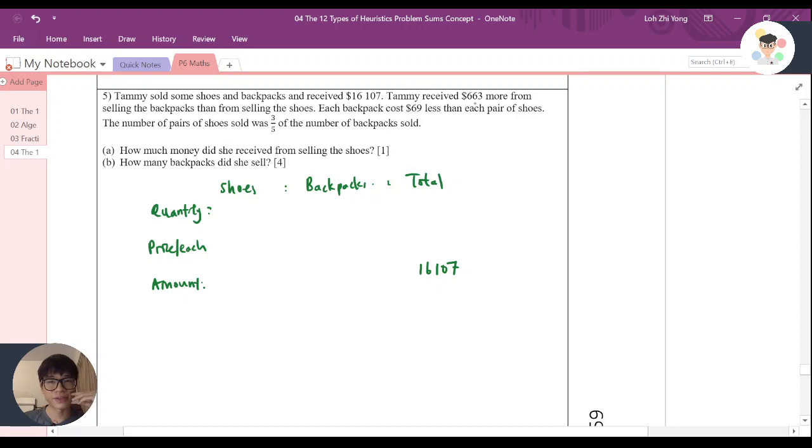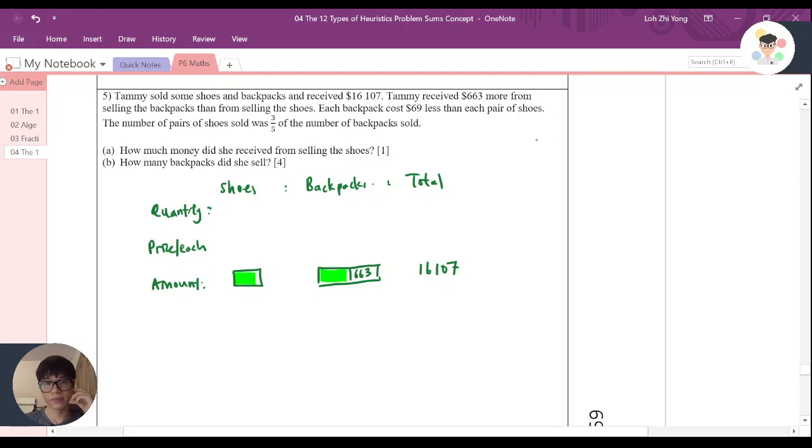Tammy received 663 more from selling backpacks than from selling shoes. So I know that this here is 663 more than this here. Now let's stop here and look at the question. A. How much money did she receive from selling the shoes? So now I'm asking for this green color part.